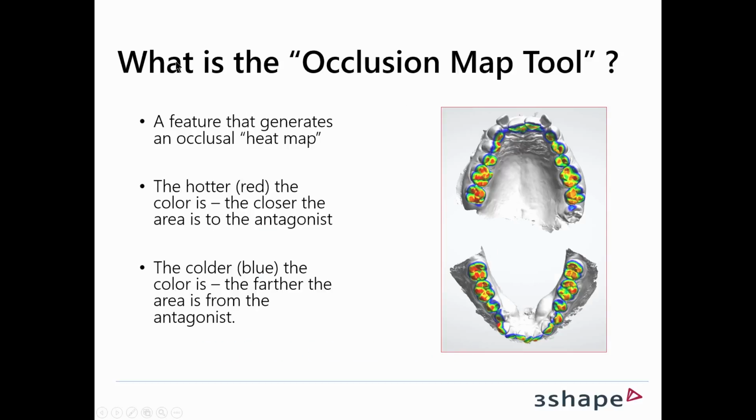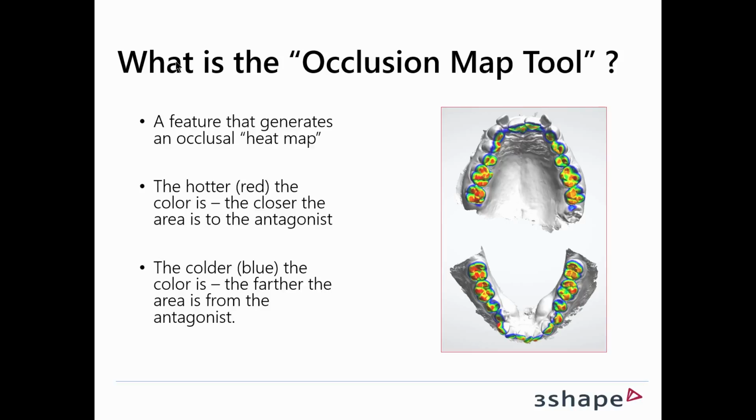So what is the Occlusion Map tool? Well, it's a feature that generates an occlusal heat map, as you can see to the right here. The hotter or red the color is, the closer that area is to the antagonist. And as you can also see here, the colder or blue the color is, the farther the area is from that antagonist.